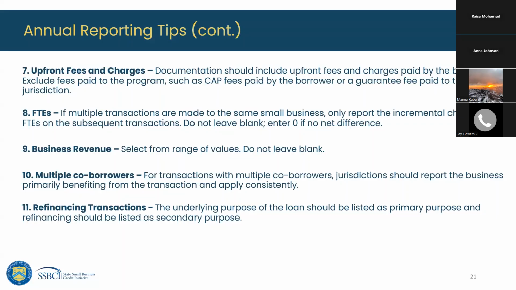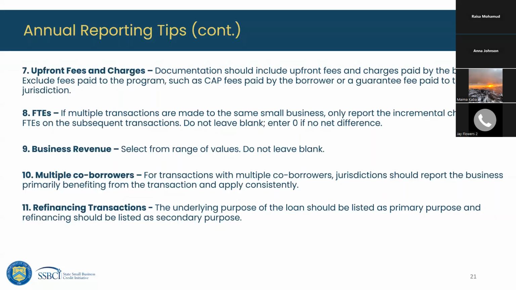Okay, business revenue. Instead of putting in the actual number for the business revenue, it's a drop box, so you're just going to select from the drop box. It's going to be different ranges of business revenue: 0 to $100,000, $100,001 to $1 million, $1,000,001 to $10 million, and then over $10 million. Those are the different ranges that you can select for the business based on the documentation you received.